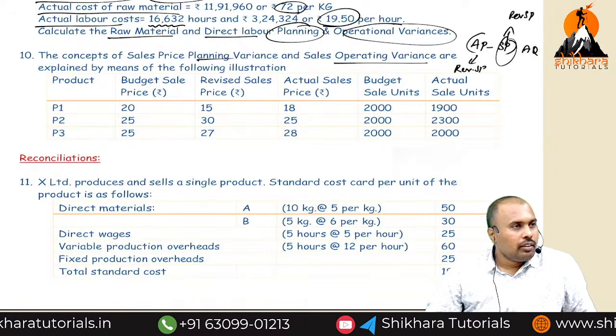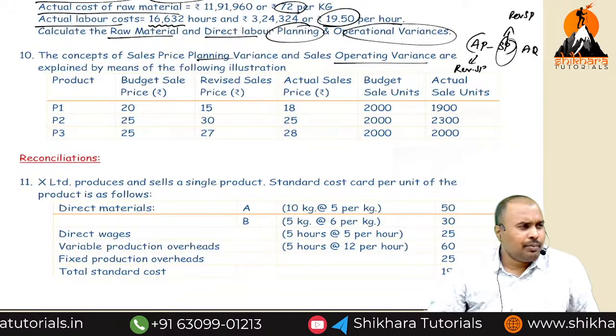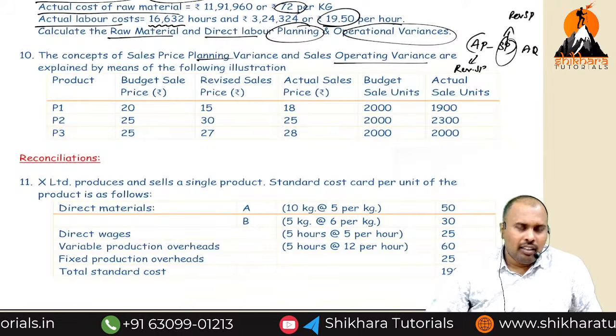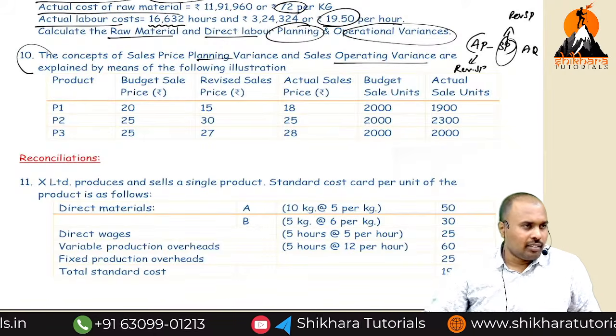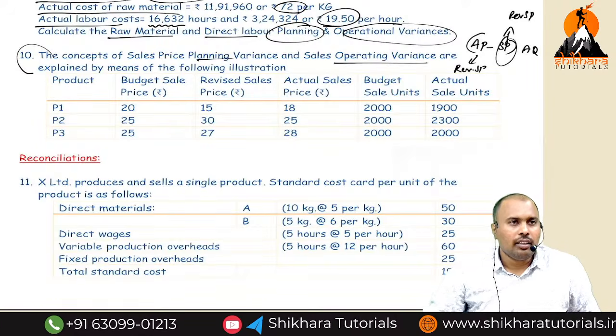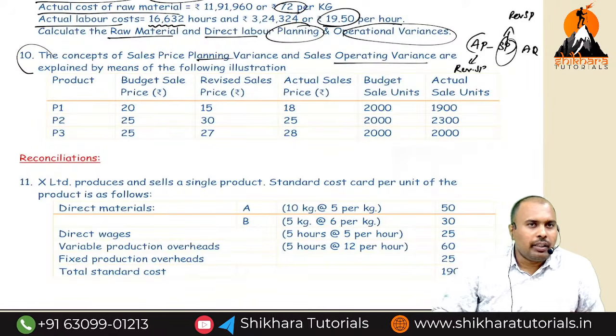Understood? It's the same thing, I'm not solving it. It's a textbook question only. We can check the answer there. Clear? You understood what planning and operational variances are, right?